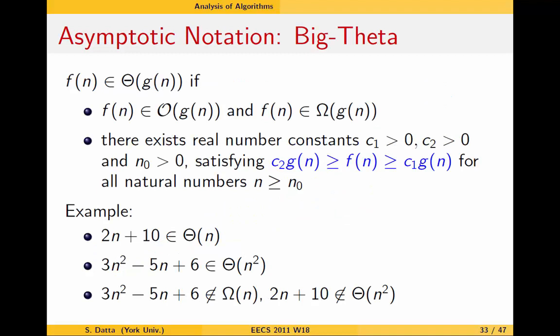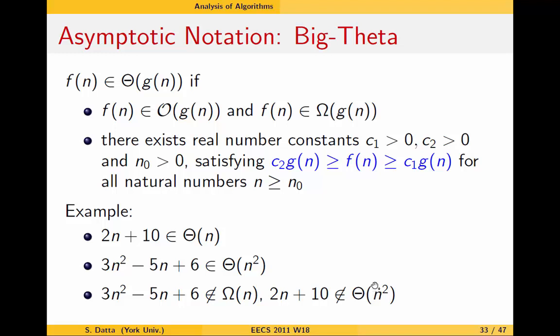Okay, so again, let's look at our examples. So 2n plus 10, of course, is theta of n. Both sides are linear. 3n squared, etc., is theta of n squared, quadratic on both sides. But the other two weaker statements we made, they are not big theta. Oops, I'm sorry, this should have been big theta. The omega is actually true. So I'll fix this. So 3n squared minus 5n plus 6 is not big theta of n. 2n plus 10 is not big theta of n squared.